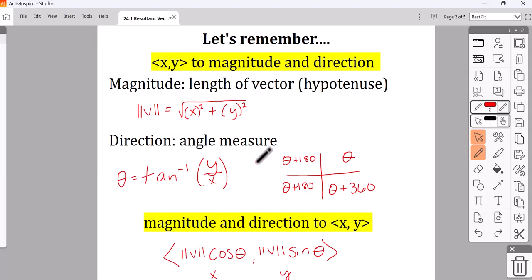And so just some reminders for us. Remember that magnitude is Pythagorean theorem when you've been given x and y. Direction is inverse tangent. Make sure that you add the appropriate amount depending on which quadrant you're in. And then if you have been given magnitude and direction, you are multiplying the magnitude times cosine and the magnitude times sine of the angle measure, the direction that it's traveling.